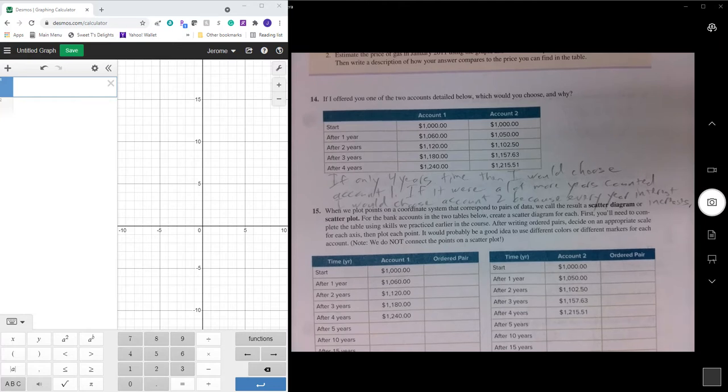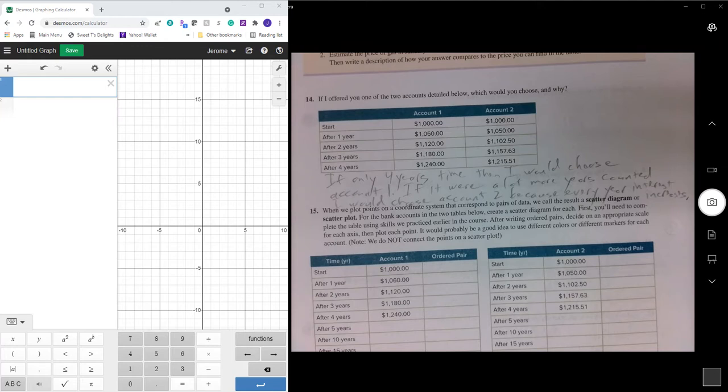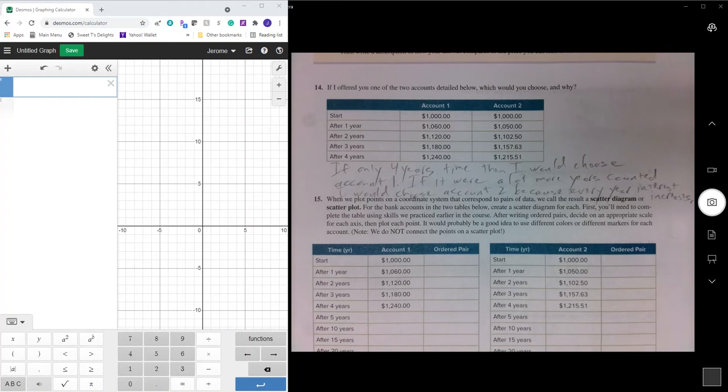Now for 15, it says when we plot points on a coordinate system that correspond to pairs of data, we call the results a scatter diagram or scatter plot. For the bank accounts in the two tables below, create a scatter diagram for each. First, you will need to complete the table using skills we practiced earlier in the course. After writing ordered pairs, decide on an appropriate scale for each axis. Then plot each point. It will probably be a good idea to use different colors or different markers for each account.